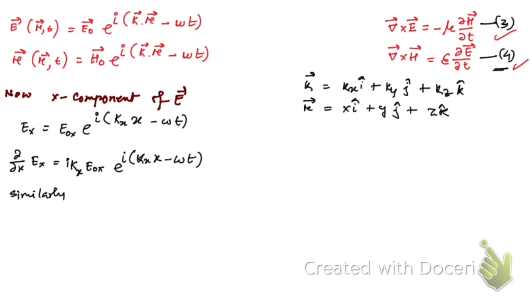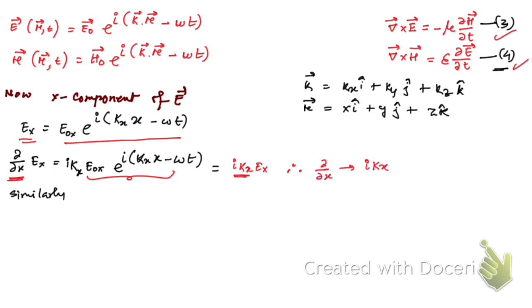What we can do, before that, let me write one more thing. This part is nothing but this one, which is equal to ex. So we can write i kx ex. If you compare this, then you can write del x is equivalent to ikx. Similarly, we can write del y is equivalent to iky, and del z is equivalent to ikz. That's what we can do.